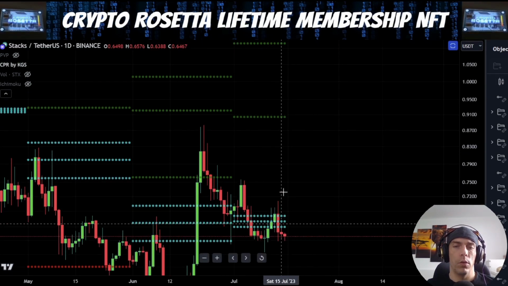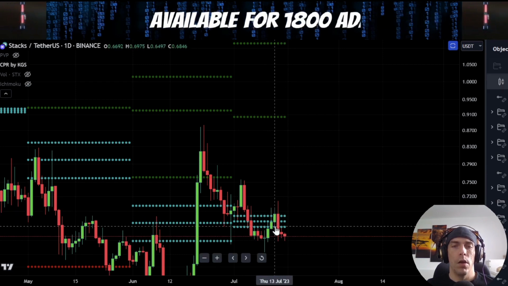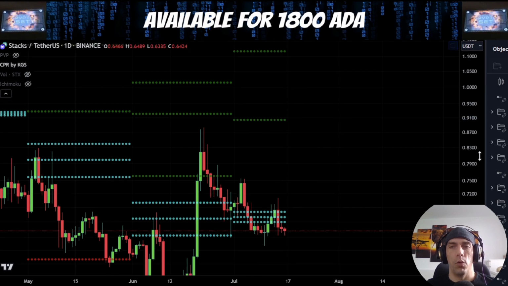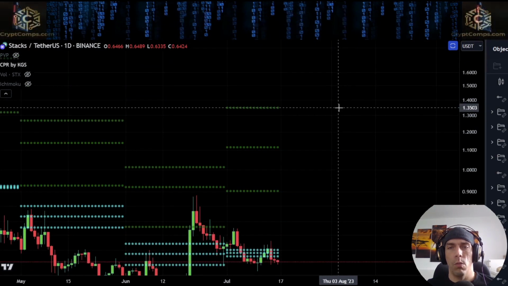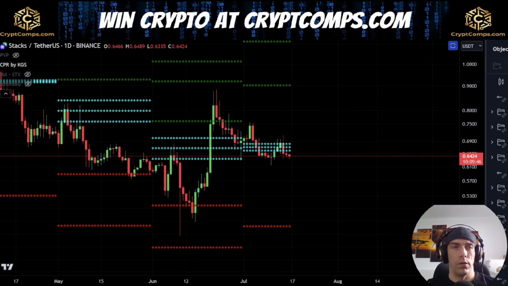So if we do, however, look to reverse back to the upside and we get back above these central CPR lines here, potentially what we could see is price look for that possibility of moving towards 90.42. We have this $1.11 and this $1.35 as possible upside targets here during this month.